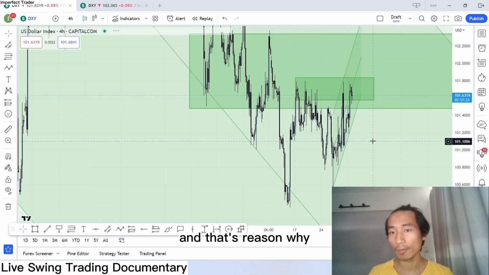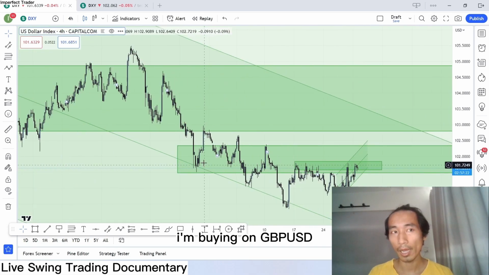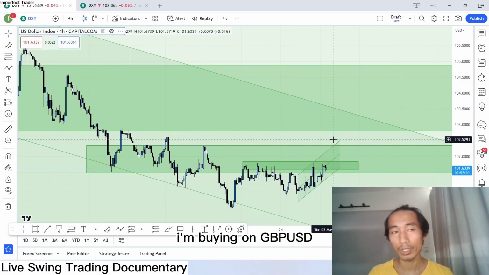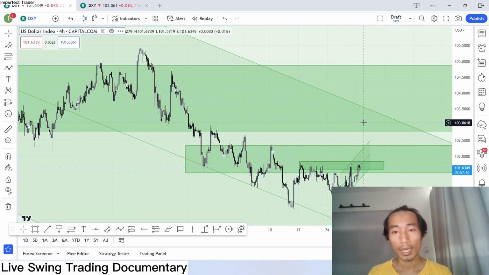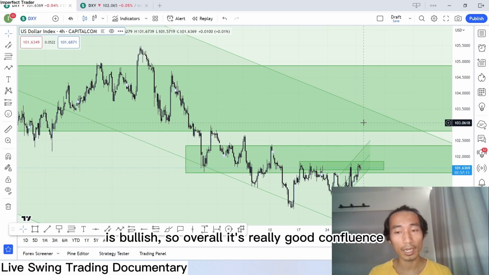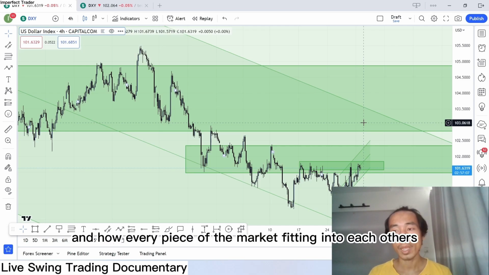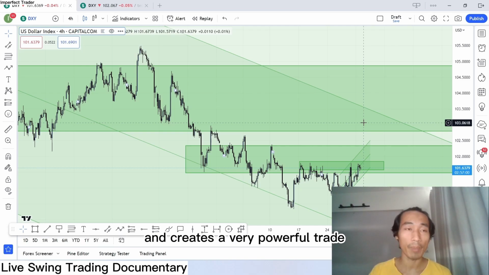And that's the reason why I'm buying the British pound against the American dollar, because we have the DXY bearish and we have the British pound, like I said, bullish. So that is a really good confluence, and how every piece of the market is fitting into each other creates a very powerful trade.